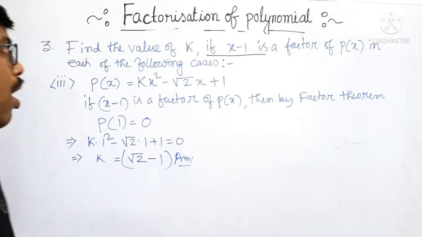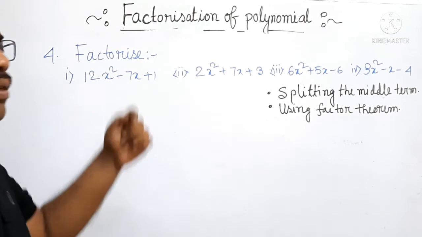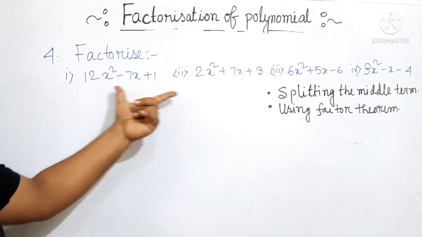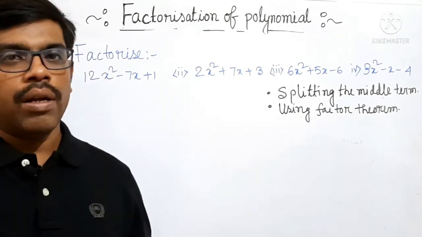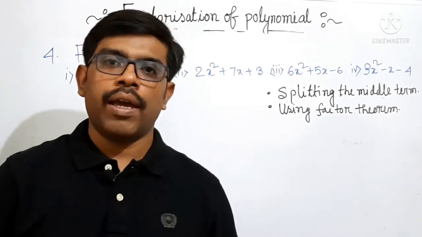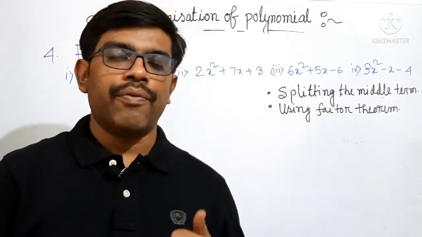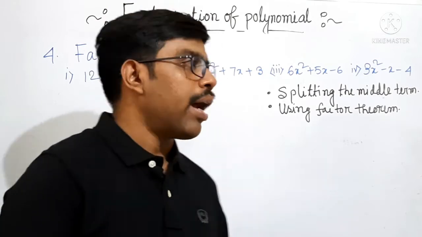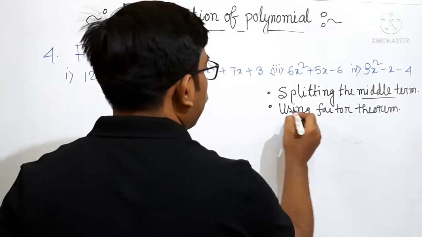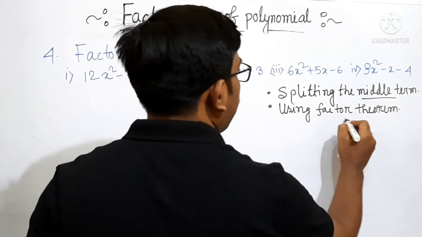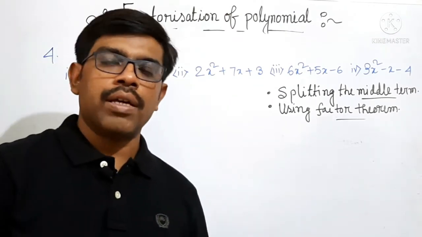Okay, now I will do problem number 4, and the question number 4 is factorize the polynomial. Here 4 polynomials are given, and you have to factorize. Now we will learn how to factorize a polynomial. There are two procedures by which we can factorize a polynomial. Number one is splitting the middle term, and number two is using factor theorem.